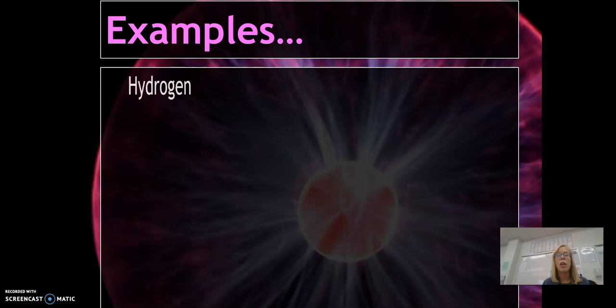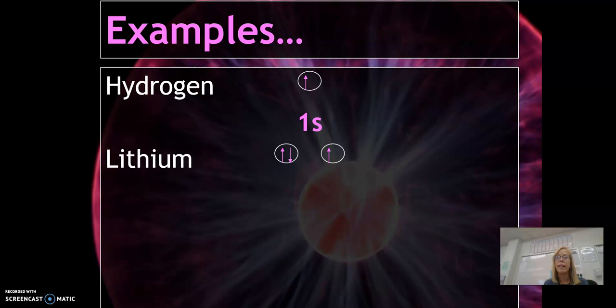So, some examples. Looking at the orbital diagram for hydrogen, you would tell the viewer that this is a 1s sublevel and there is 1 electron in the s sublevel. Lithium: you'll remember the electron configuration is 1s2, 2s1. So you'll have a circle or a line for the 1s sublevel with the 2 electrons in that, and then a circle or a line for the 2s with 1 electron in that.